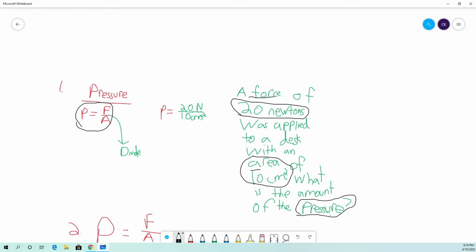Now recall, this fraction sign means divide. So that means I'm going to take my force and divide it by my area. So I'm going to take 20 newtons and divide by 10 centimeters squared. That should leave me with P equaling 2 PA, or 2 pascals.